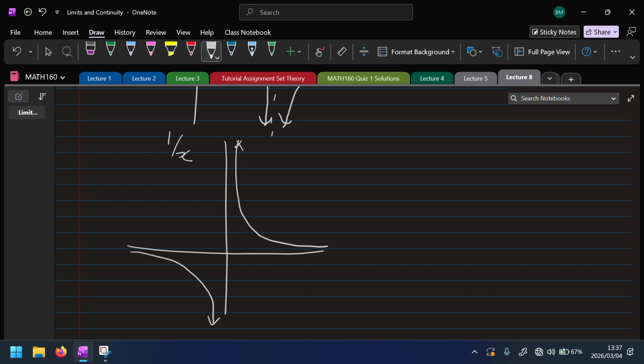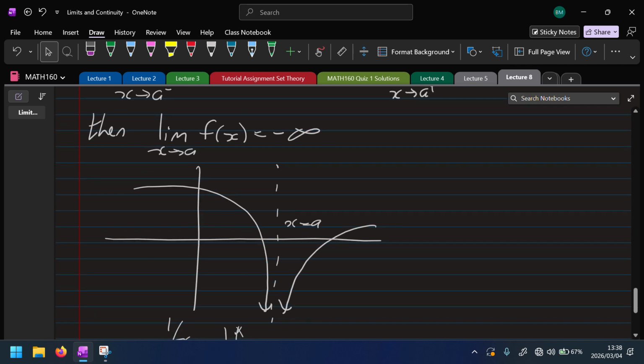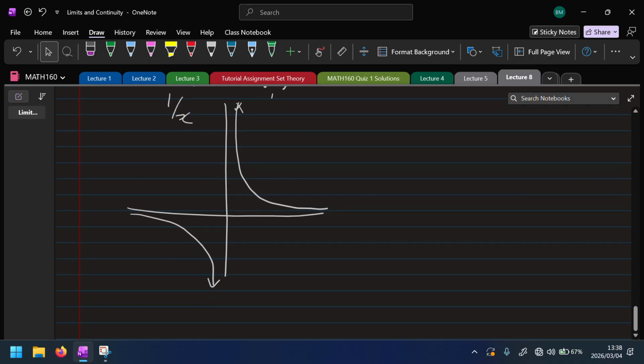So please keep these 3 pictures in mind. Number 1, both the left and the right go to plus infinity. Both the left and the right go to minus infinity. In those cases, the limit is plus infinity or minus infinity. In this third case, the right limit is plus infinity, the left limit is minus infinity, the limit is not infinity, the limit does not exist. Okay, so please keep those 3 cases in mind.